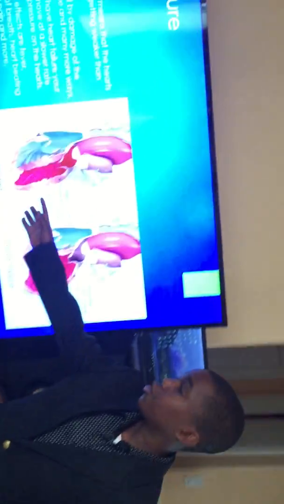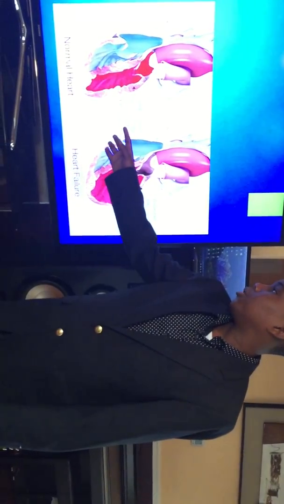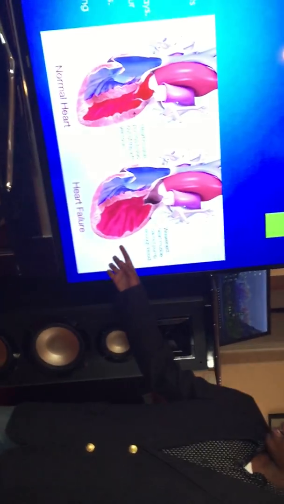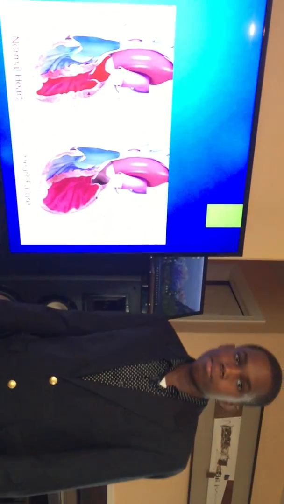So as you can see, here's a normal heart. It's strong and the heart pumps blood out of the left ventricle, but then when it's weakened, it puts more pressure on the heart, and then it beats slowly.